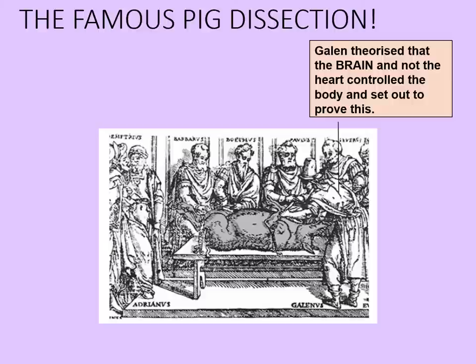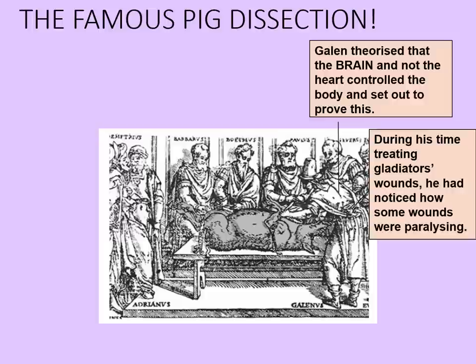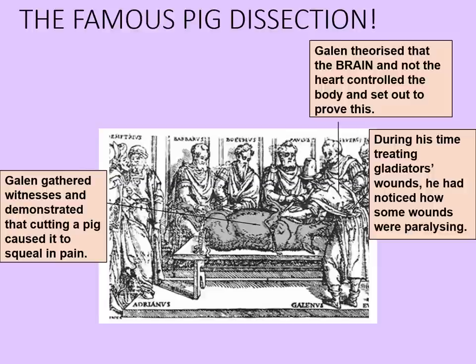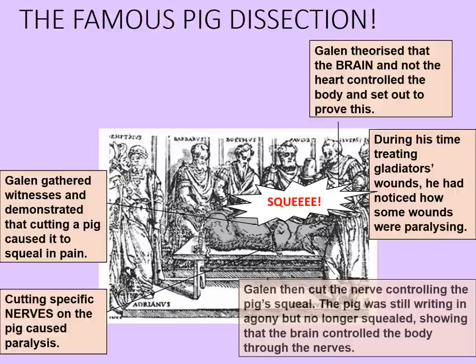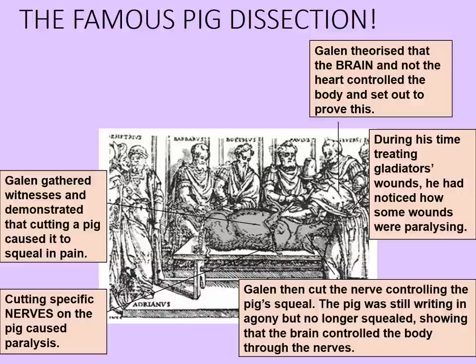During his time treating gladiators' wounds, he had noticed how some wounds were paralysing. Galen gathered witnesses and demonstrated that cutting a pig caused it to squeal in pain. I imagine it did. Cutting specific nerves on the pig, though, caused various types of paralysis. Galen then cut the nerve controlling the pig's squeal. The pig was still writhing in agony, the poor thing, but it no longer squealed, showing that the brain controlled the body through the nerves. There goes the squeal.